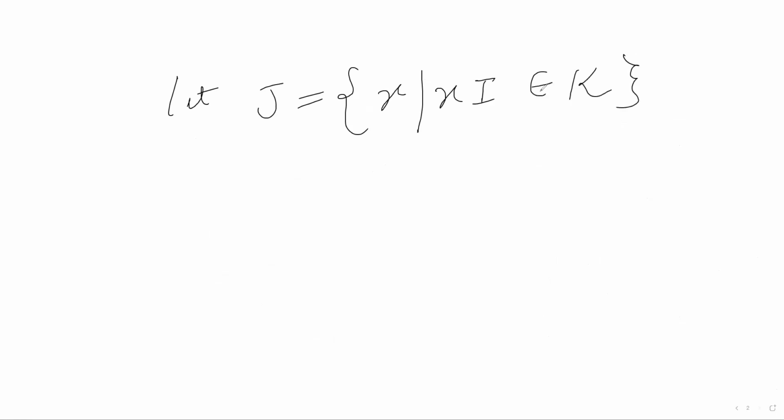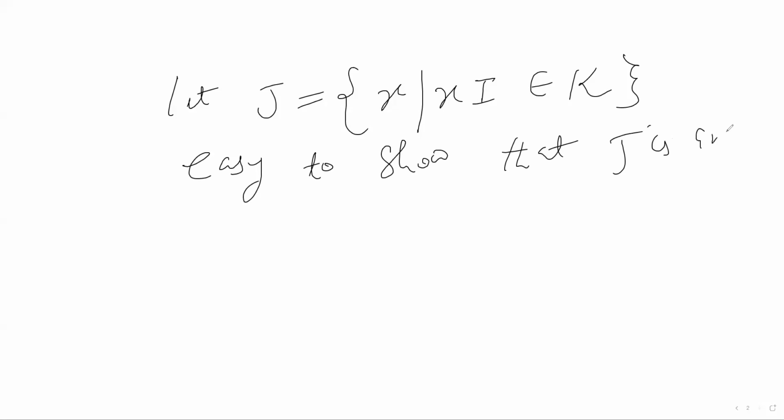So for that, let J equal to those x for which xI belongs to K. Okay, J is equal to those elements x for which xI belongs to K. It is easy to show that J is an ideal of S and it contains I.